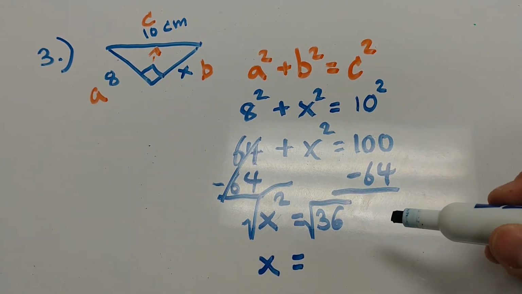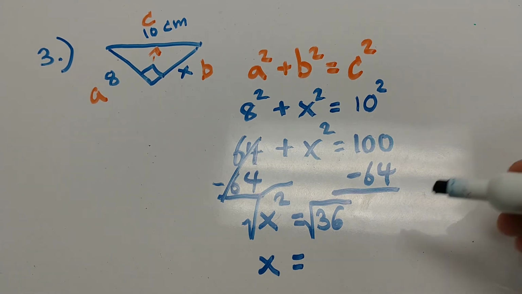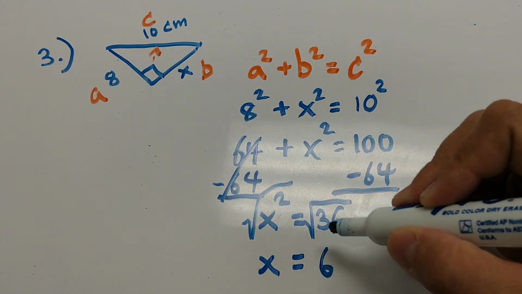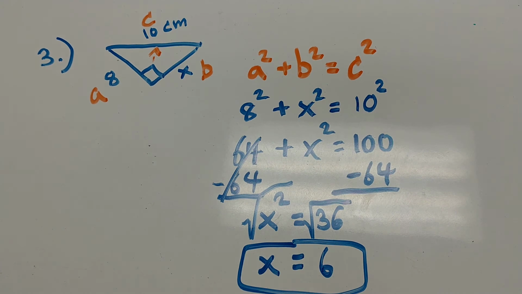Usually, square root will come out with a negative and a positive answer, but since we're dealing with distance, the only answer that can be is the positive one. What's square root of 36? Well, we know 6 times 6 is 36, so therefore square root of 36 is 6. And that's it. That's how you do number 3. All right? So pretty much plain and simple.